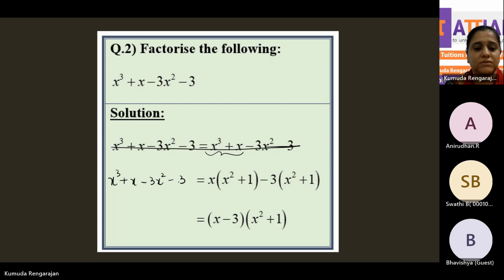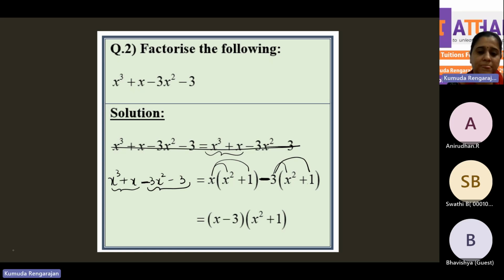Group the first two terms. So X is common. So x squared plus 1 in the bracket, because x into x squared is x cubed, x into 1 is x. Then always put the sign as it is, minus as it is. Now between this term and this term, 3 is common. So 3 outside. 3 into x squared is 3x squared. Minus into plus is minus. 3 into 1 is 3. Correct? That's all. Then x squared plus 1, x minus 3. Write down.